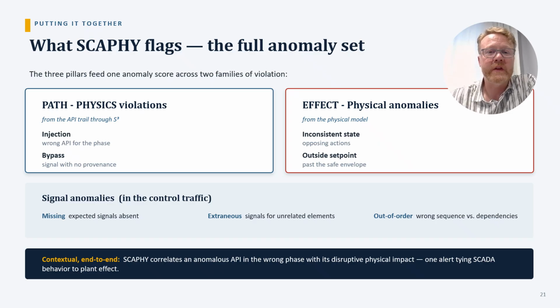So this is the summary that puts everything together. There's two families, path and effect. The path family, which is where physics violations like injection and bypass come from, comes from the API trail through S-cubed. The effect family, these are physical anomalies, think inconsistent state and outside the set point, come from the physical model. Add in the signal level sanity checks that fall out of the DPIG's ordering that are missing, extraneous, or out of order. The distinctive thing is SCAPHY correlates a wrong phase API call with a physical effect and raises them as one alert. That's the difference from the existing tools in the market, which each produce one signal in isolation.